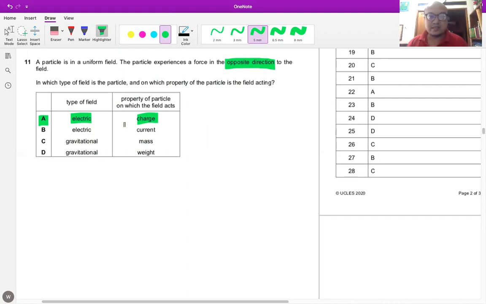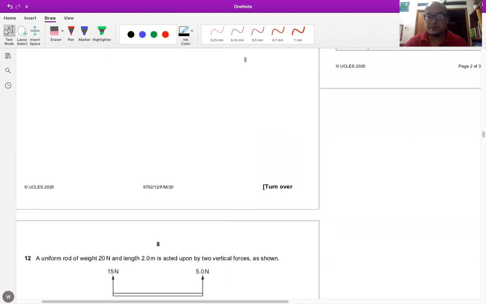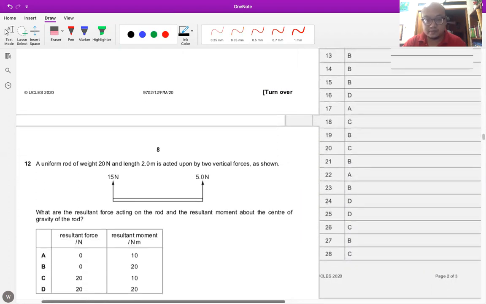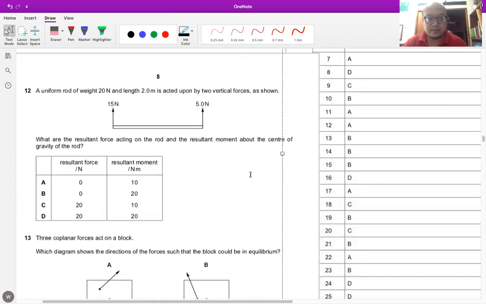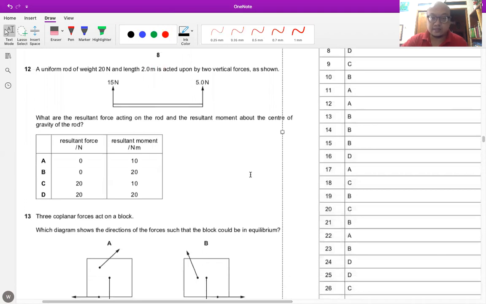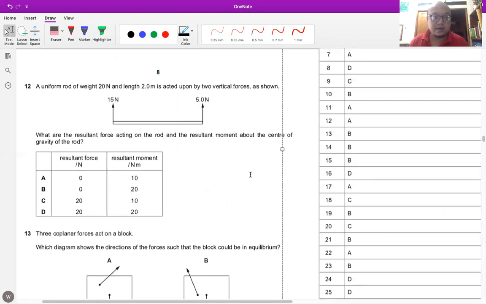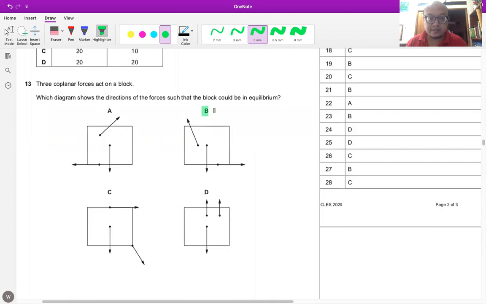Okay, now questions 12, 13, and so on. We see the answers first. 12 is A, 13 is B. So I will highlight first. 12 is A, and then 13 is B. That's it.